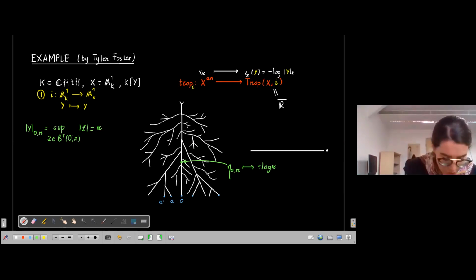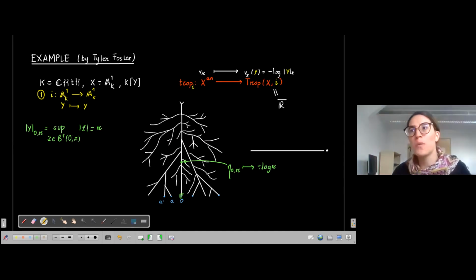So let's picture it. What does it mean? It means that this element here at 0, where r is 0, is sent to minus log of 0, so it's sent here at plus infinity. And while we're moving towards the infinite direction in the affine line, r is increasing, so minus log of r is decreasing, so we're moving along the tropicalization. So already here we found a path in the Berkovich affine line that is sent one-to-one to the tropicalization.